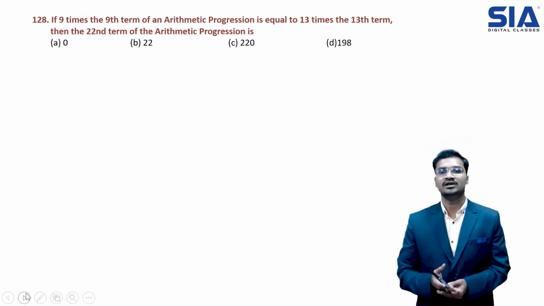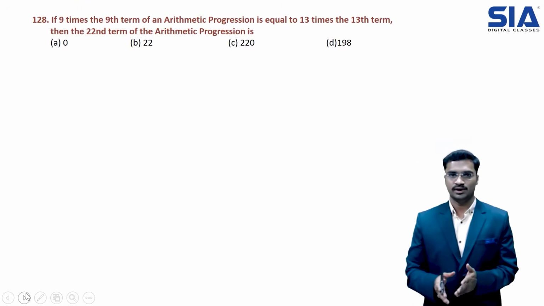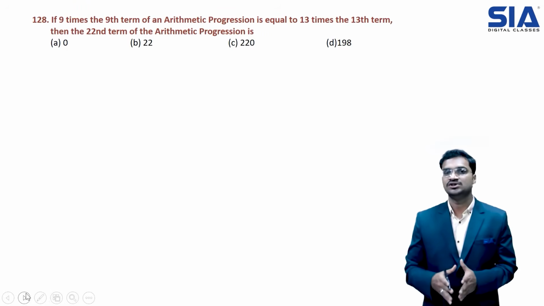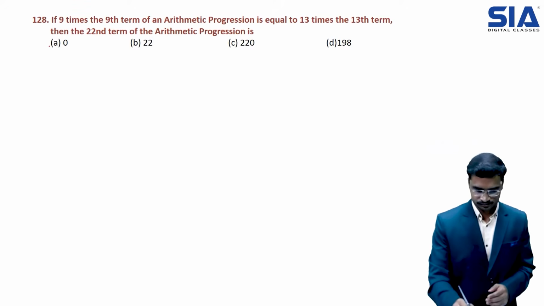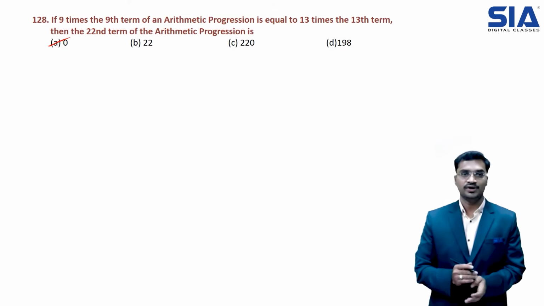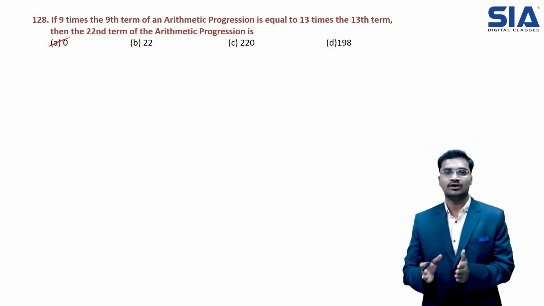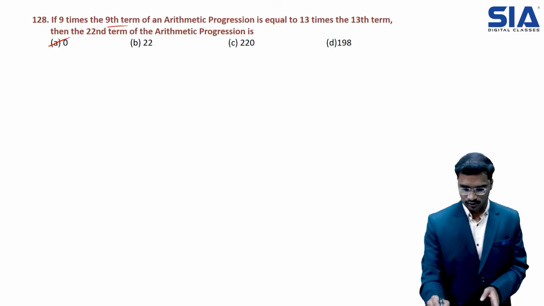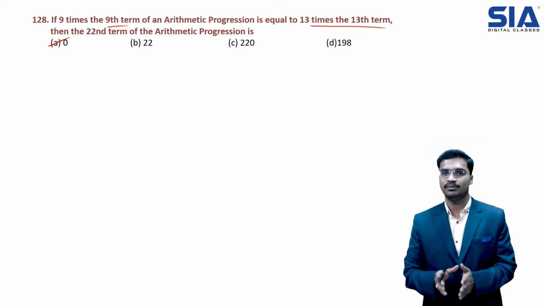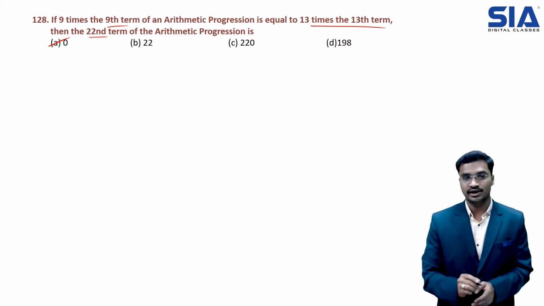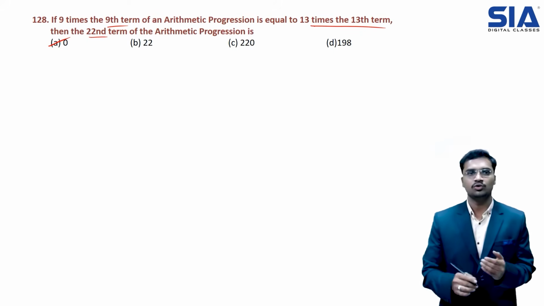is equals to 13 times the 13th term, then the 22nd term of the arithmetic progression is what? So whenever you see this type of question, the answer is 0. Because we cannot define the first term and the common difference by using only two statements. The only question that can be asked from this type of question is the 22nd term, or whichever term he is asking, that will be 0. So let us see how to solve this equation.